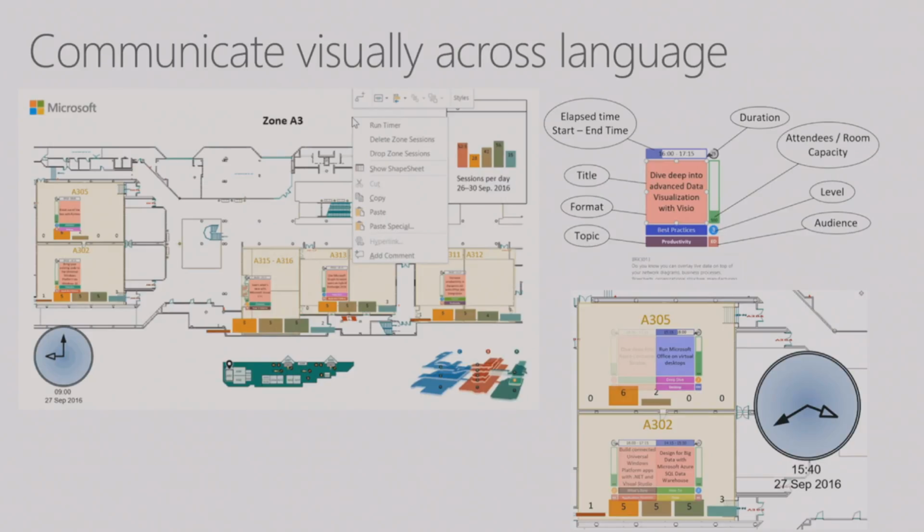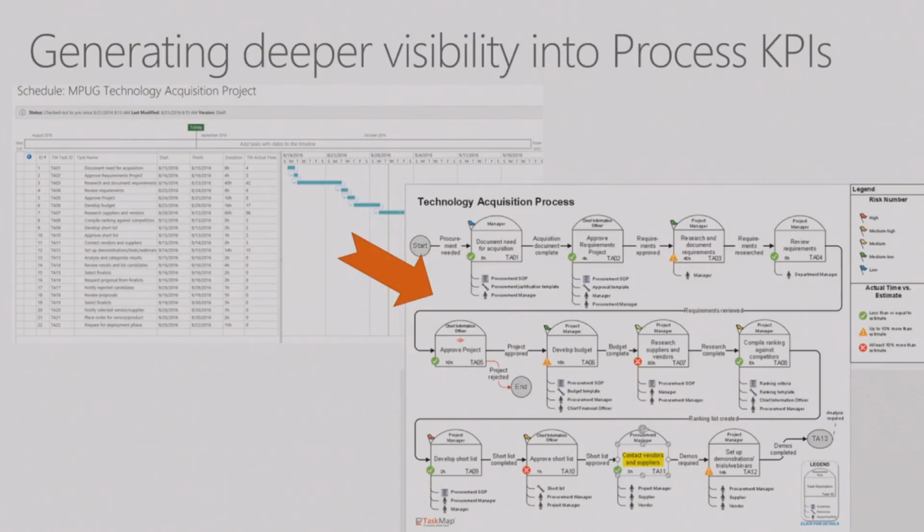The second use case that we'll talk about today is how you communicate visually across language, across culture, and across personality types. Visual is a language which transcends all these boundaries and helps people communicate with people in a seamless way. We'll talk about that, and David is going to come on the stage and talk about that.